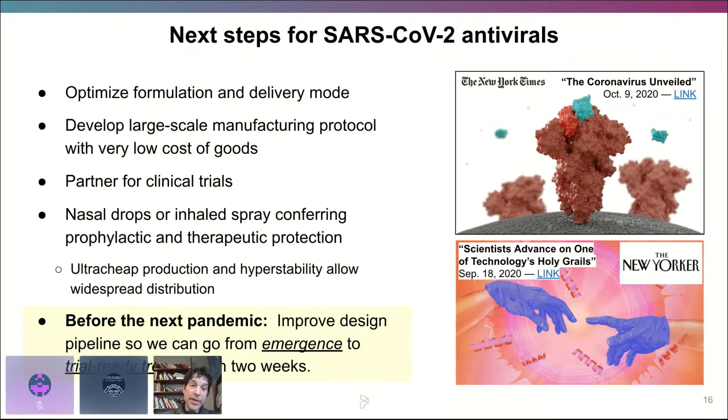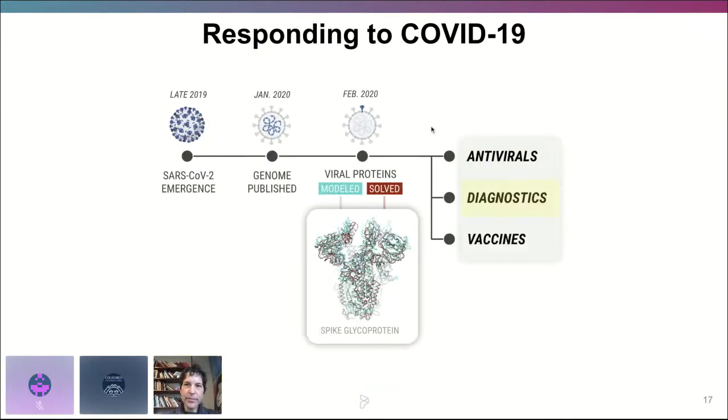And now, from the computational design point of view, the challenge is to improve this design pipeline so it can go from the identification of a threat to really high potency inhibitors like this in just a few weeks, which we think should be possible because the key calculations are happening on the computer. So next I'll tell you about diagnostics.